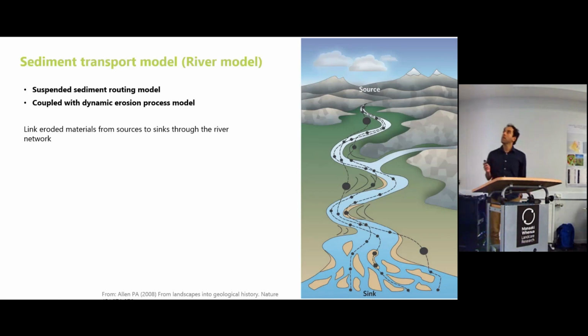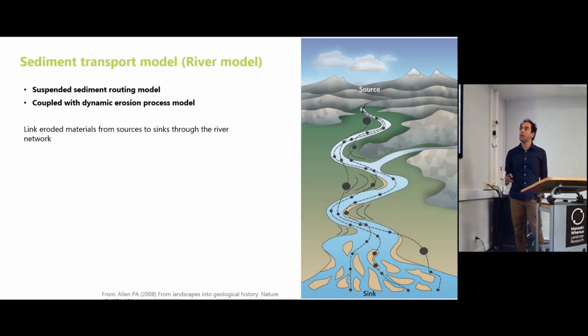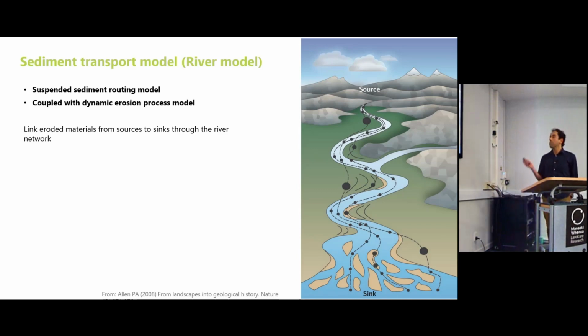So the river model is the routing model. We are using the erosion and sedimentation to route the sediment down the river network, and we link the eroded materials from the sources to the sinks, either it is ocean or lake or whatever, or maybe a monitoring site of the river network.